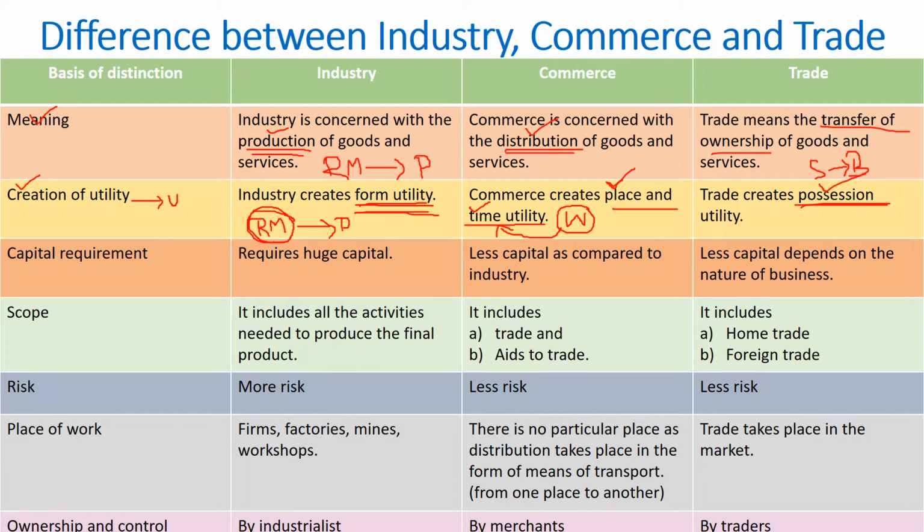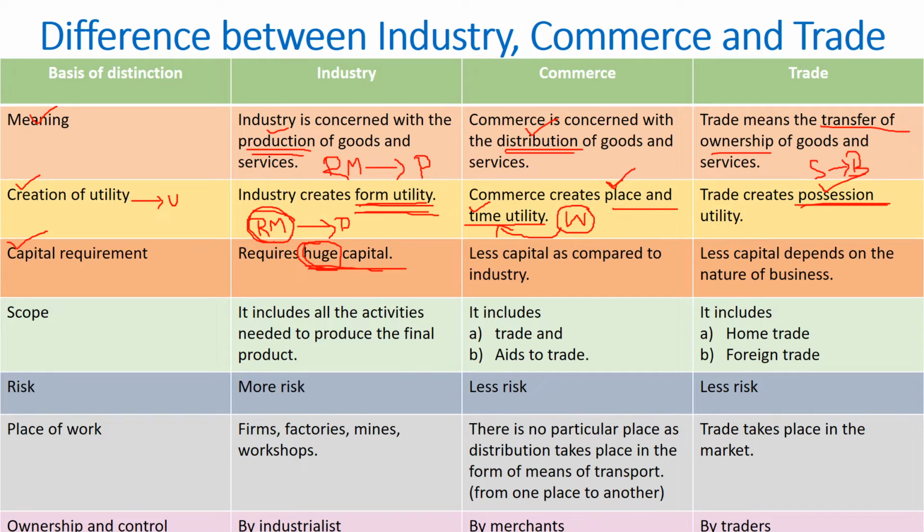The next point of difference is the capital requirement. In case of industry, the requirement of capital is huge because it is gathering all the resources like men, material, machine and money, and it is involved in the production of goods and services. That's why the requirement of capital is huge in case of industry.